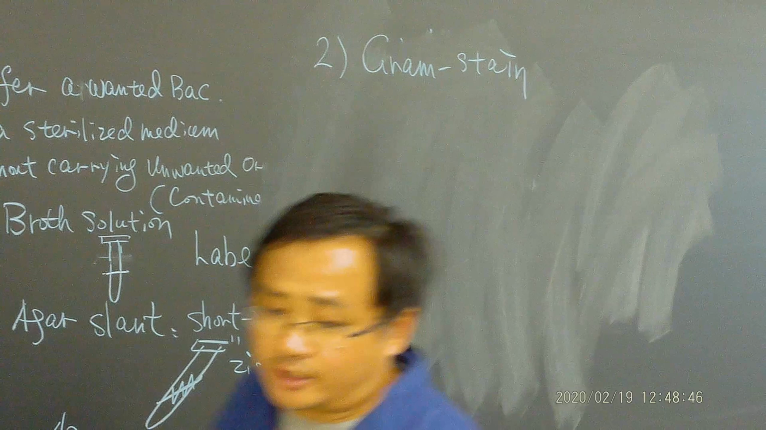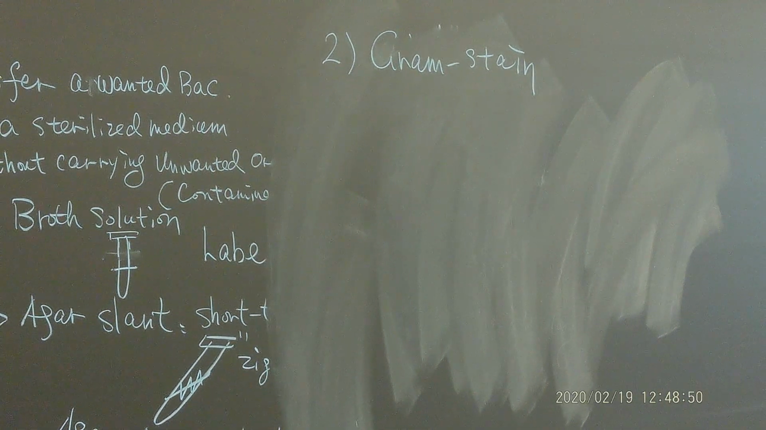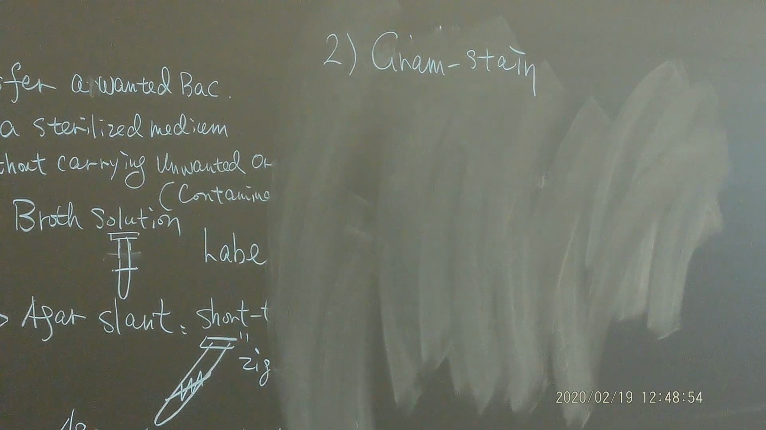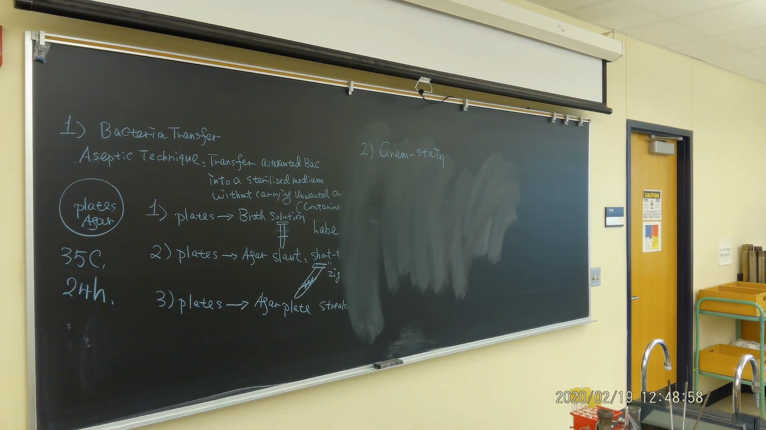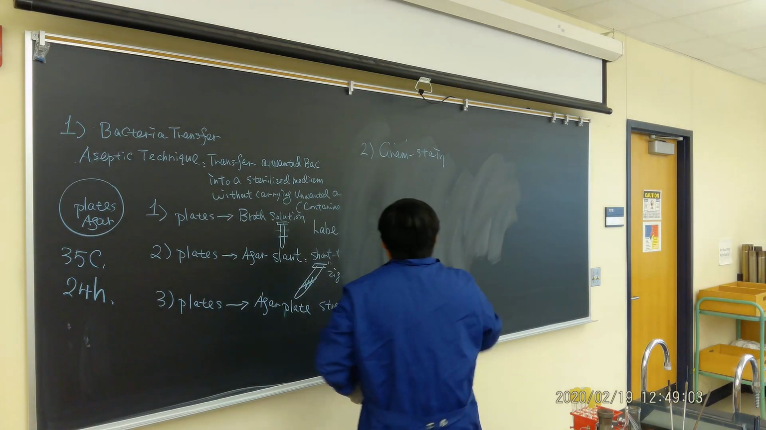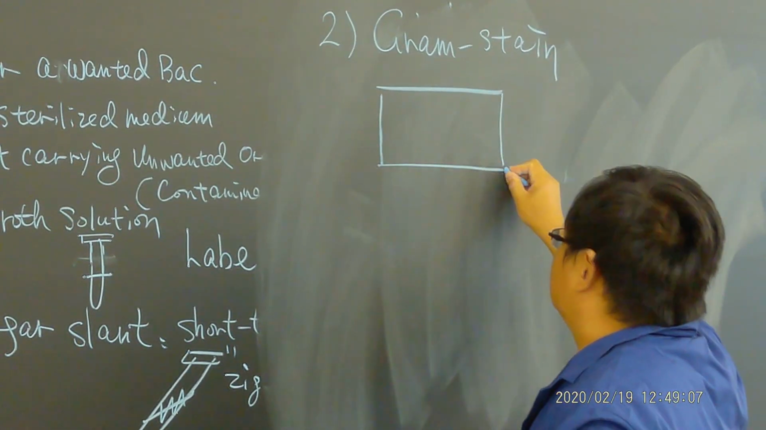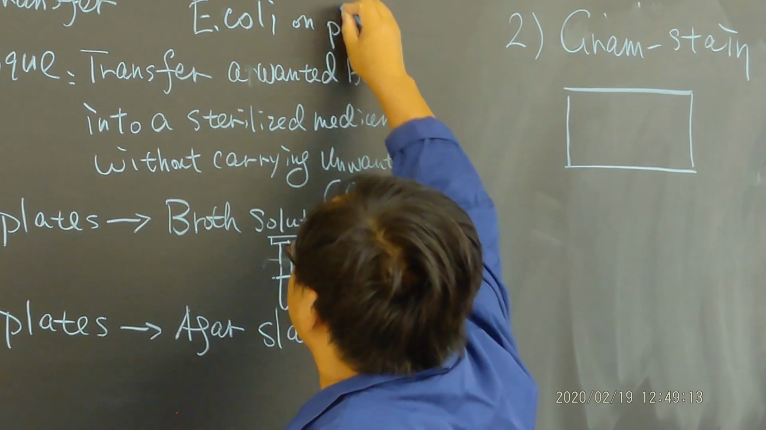So you will get slides from the front desk. I'll open this one for you, and you will get it right here. Everybody gets one slide. You have to label it. This is the one where you're only going to do E. coli. Okay, we're going to put E. coli on the plates.